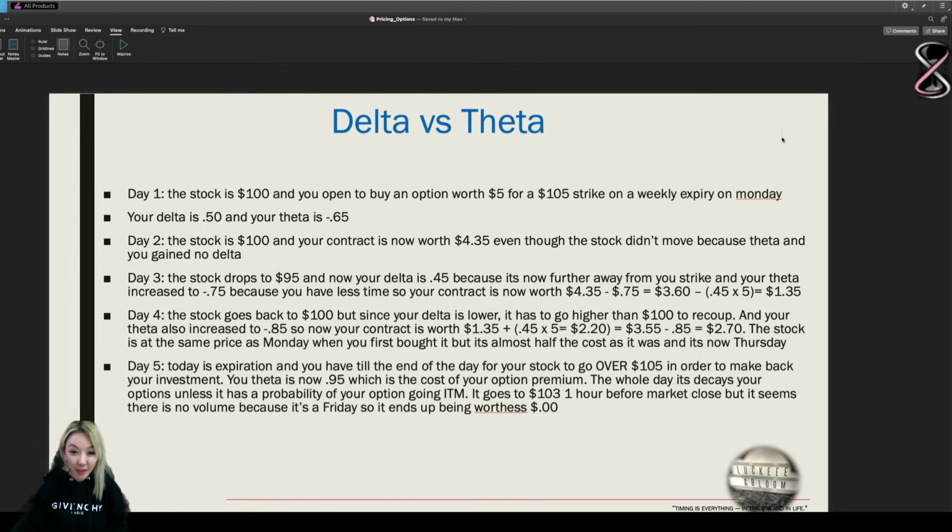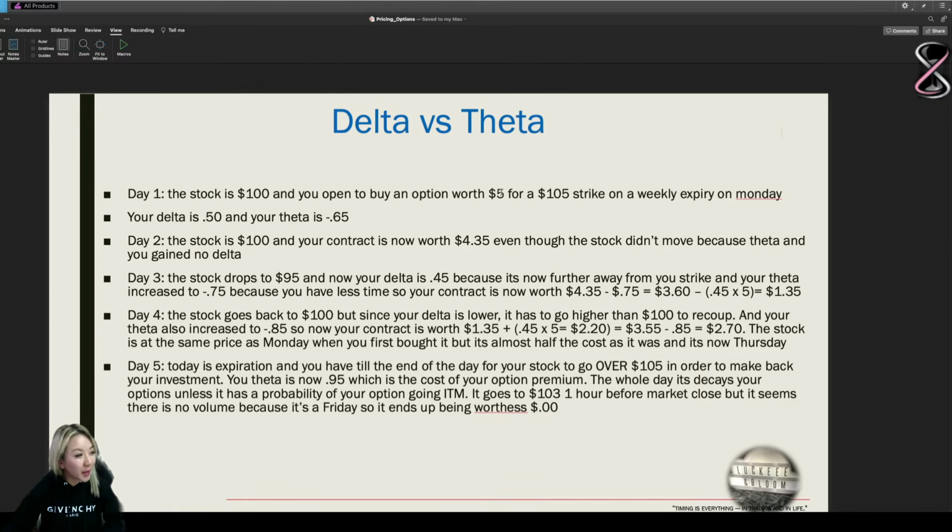So here's a scenario of how delta and theta work on short-term weekly options. Let's say first day. A lot of people think, okay, it's Monday, we get a weekly option for Friday expiry. Well, here's what's going to happen if it doesn't work. Day one, Monday, you get a stock, it's $100, you think it's going to go up $5. So you buy this option, it's at the money with the 50 delta, and it costs you $5, right? And you're like, okay, it's going to go to 105. So you're waiting, and it doesn't do anything.